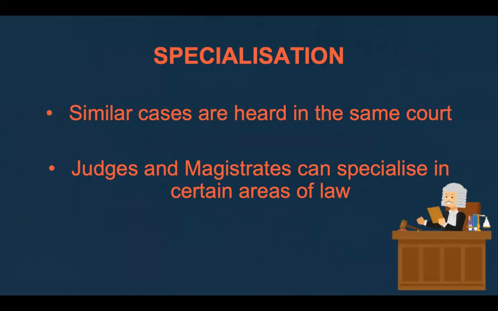Secondly, we have specialisation. Because similar cases are heard in the same court, judges and magistrates can specialise in certain areas of law, meaning that instead of judges having an in-depth knowledge of every area of law, they can have a focused expertise in a few areas. This is similar to administrative convenience, but the way that you can differentiate the two is that administrative convenience focuses more on those who work for the court and who help out, whereas specialisation is more about the judges and the magistrates.